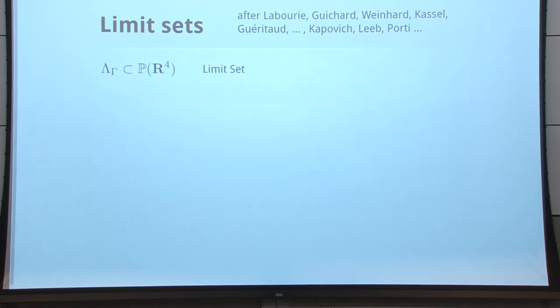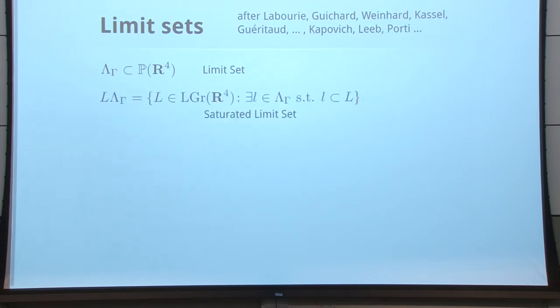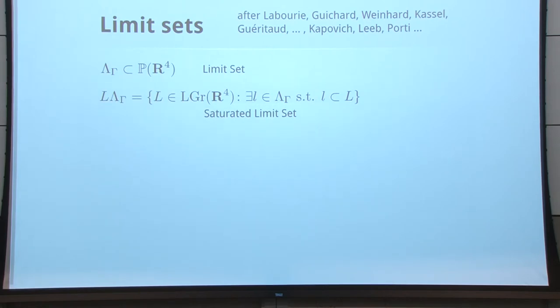You have a limit set, which I'll denote by lambda gamma, which sits in this projectivized R4, so it sits in dimension 3. It's just the intersection of iterations of those cones that I drew earlier. The interesting action is actually happening on the Lagrangian Grassmannian, not on the projectivization of R4. So you have the following saturated limit set. You look at the limit set, lambda gamma, and for each line L in lambda gamma, you consider all the Lagrangians in R4 which contain that line L.